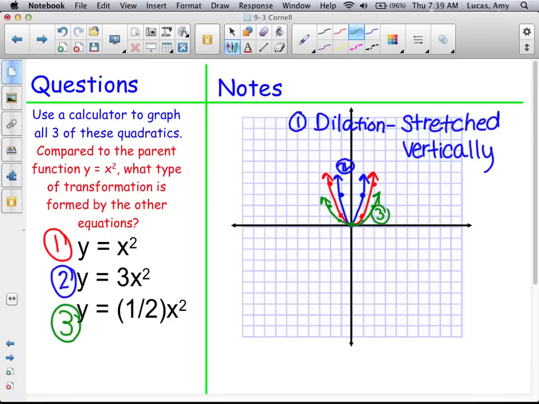So number 3 over here is a dilation. Number 3 is a dilation, but it is not being stretched vertically anymore. It is what's called compressed vertically. Because compressing something, if you press down on it, it is going to get wider. So compressed vertically.